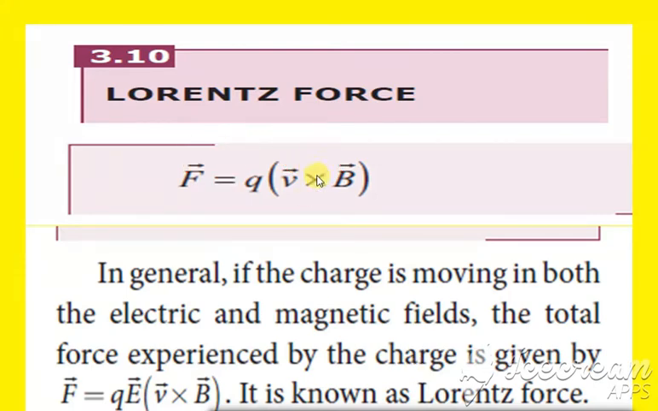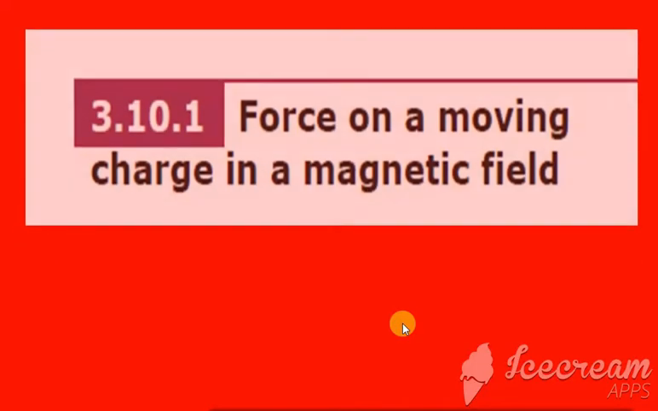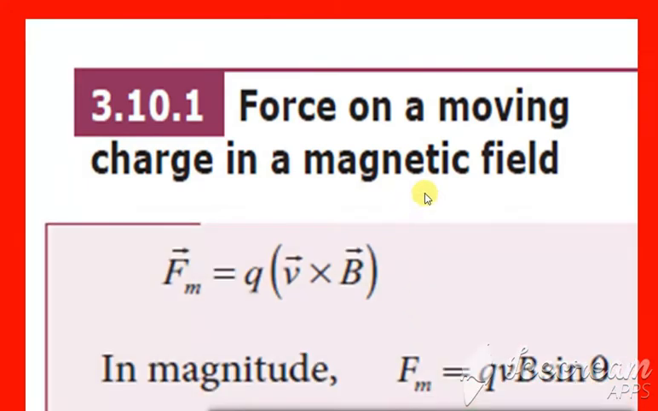Now to remove the cross, we can also write it with the term sine theta. The general formula for B is B = μ0 N i divided by 2πR. Now we are considering a charge moving in a magnetic field. This formula can be written as QVB sin θ. So we are going to see what all the terms are that the force depends on.